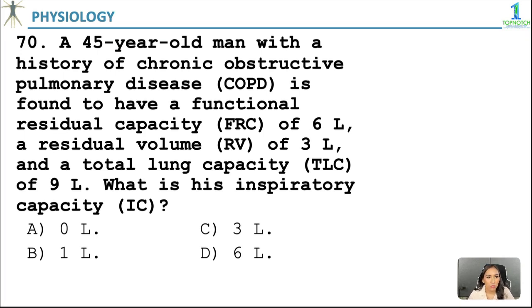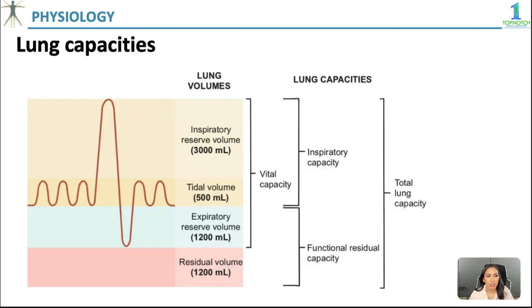A 45-year-old man with a history of chronic obstructive pulmonary disease is found to have a functional residual capacity of 6 liters, a residual volume of 3 liters, and a total lung capacity of 9 liters. What is his inspiratory capacity? So again, guys, math. Okay, the correct answer is C, 3 liters. Okay, let's look at this very beautiful graphic of lung capacities.